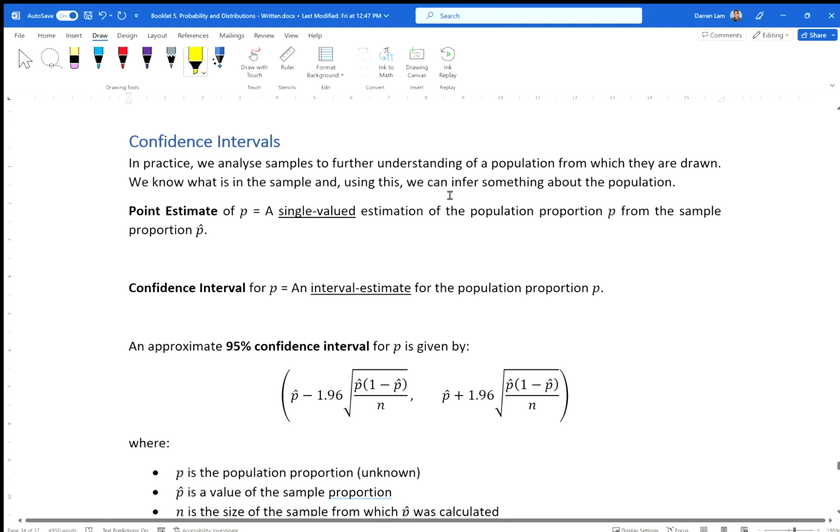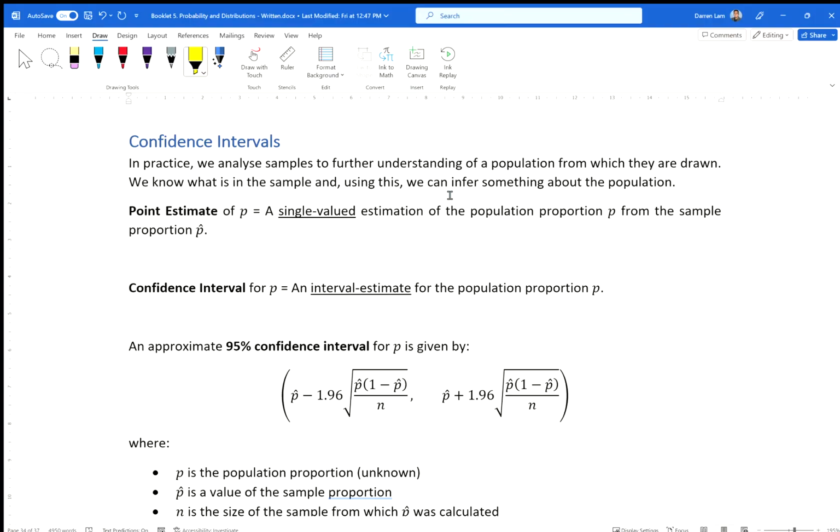This is our introduction to exercise 12.4 on confidence intervals for proportions, page 550 of your textbook. A couple of definitions that we have to get through. First thing is confidence intervals. So we analyze samples to further understand a population from which they are drawn. We know what is in the sample, and using this we can infer something about the population.